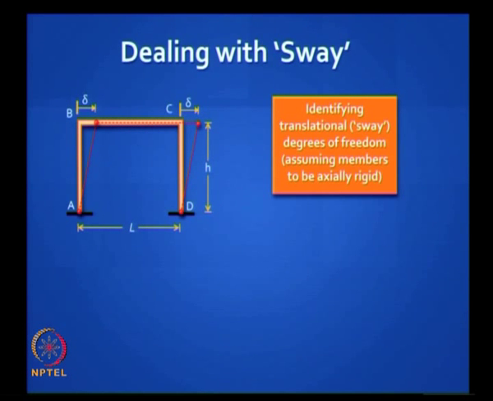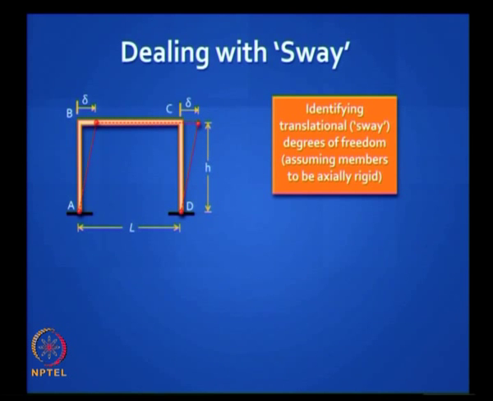Now let's see how to deal with sway. I've suggested that you don't deal directly with translation, always deal with chord rotation, because they are much easier to deal with. So you will have sway degrees of freedom. In a frame like this, to figure out how many sway degrees of freedom you have, you conveniently put hinges at all the junctions and let it sway like a mechanism, and then you will find there's only one unknown degree of freedom here, that's delta. Is it clear?